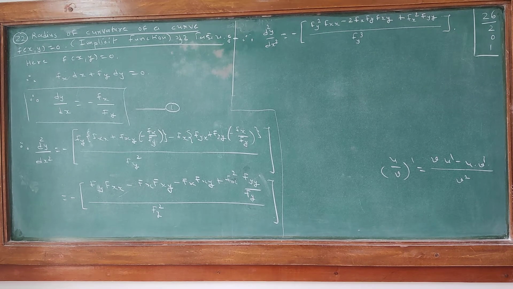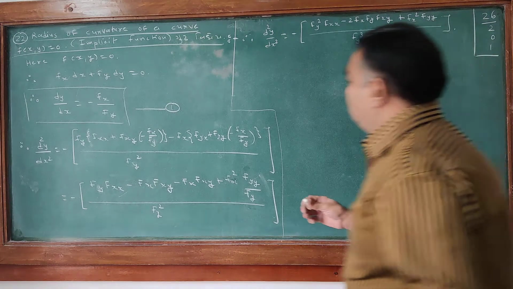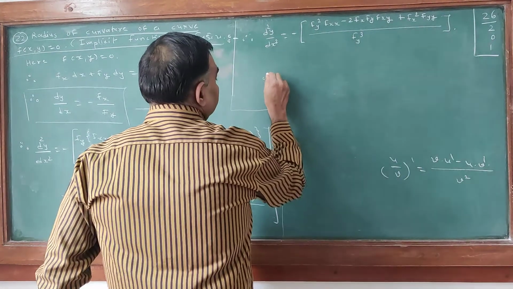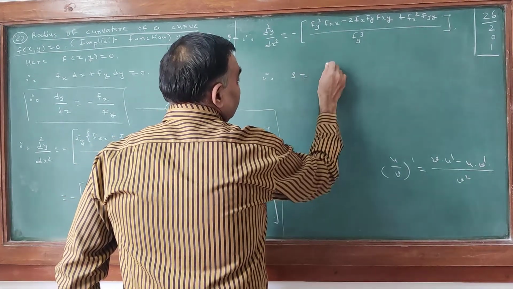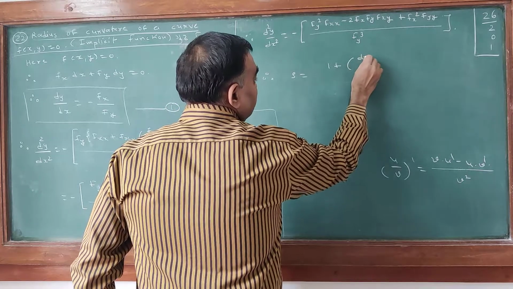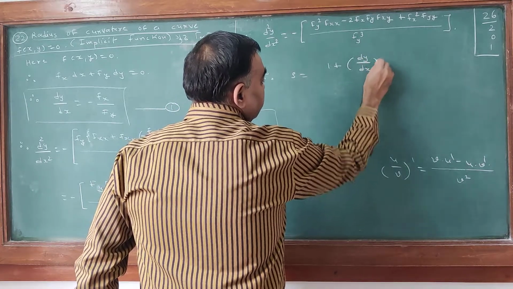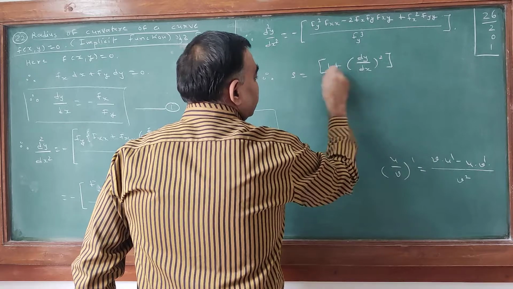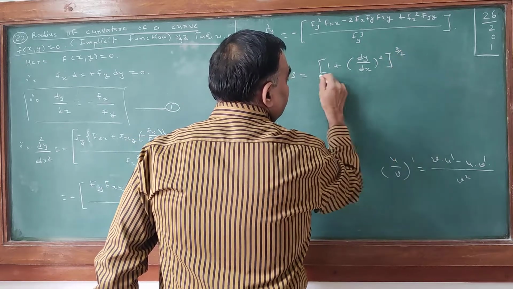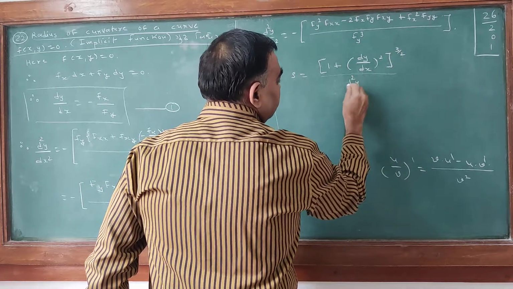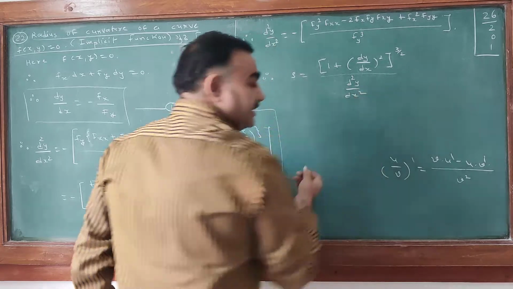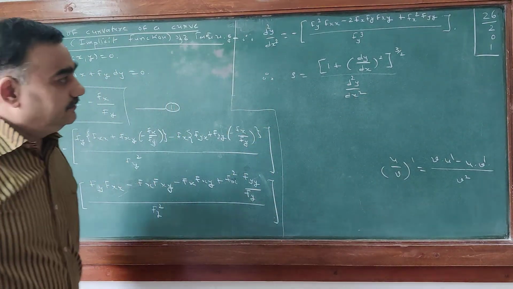And therefore rho equal to 1 plus dy by dx square raised to 3 by 2 upon d square y by dx square. This is known formula now.